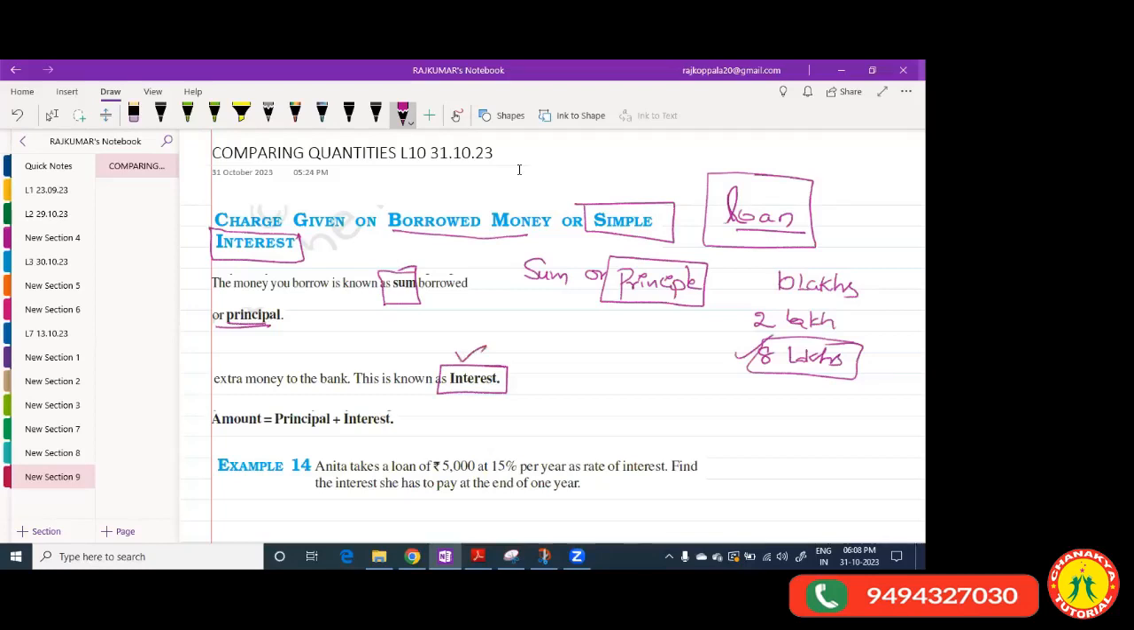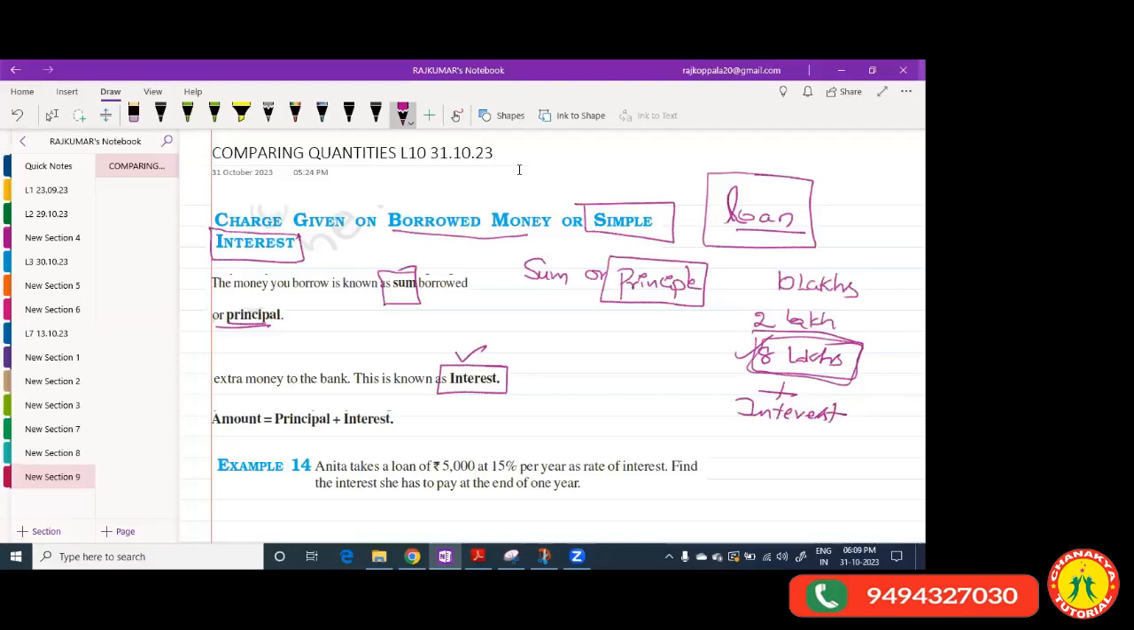So at the end of some period, after 2 years, after 3 years, after some time, we will pay. They will collect from us this total amount plus interest.